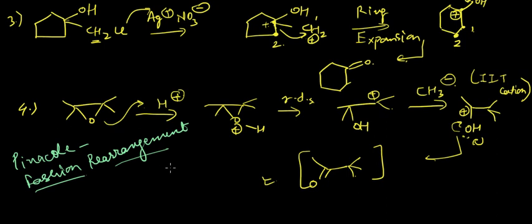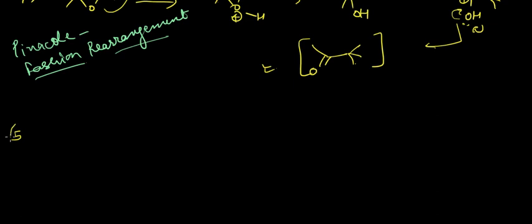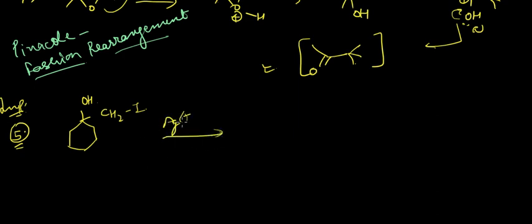Okay, now let's continue with some more examples. This example is very important. It has been asked quite some time in national level Olympiads and in JEE level examinations as well. Okay, so we have something like this. What will happen is the product would be something like this. This is a 7-member ring.